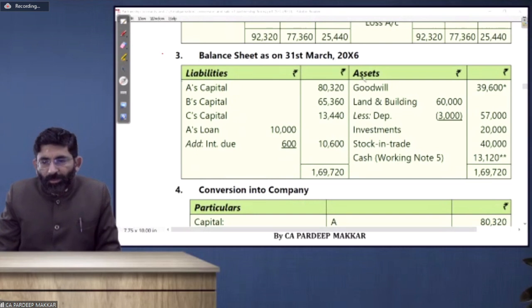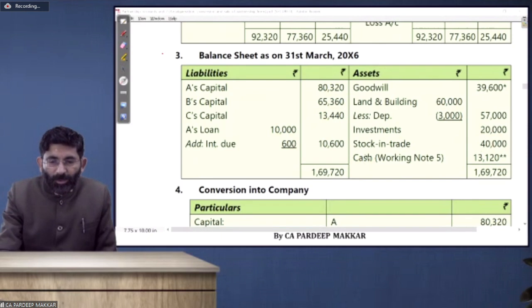Because for transfer, we need a good balance sheet of our existing firm also. So 39,600 is that. Land and building minus depreciation, investment value is given to you. Stock in trade 40,000, that is given to you. A's, B's and C's capital account balance will be taken from the partners' capital account. A's loan is given to you, 10,000. 600 is not yet paid, so it has been added in that. It is just due, it is not paid. So this is the cash. How much cash is there? For that you have to prepare a working note to know the cash.